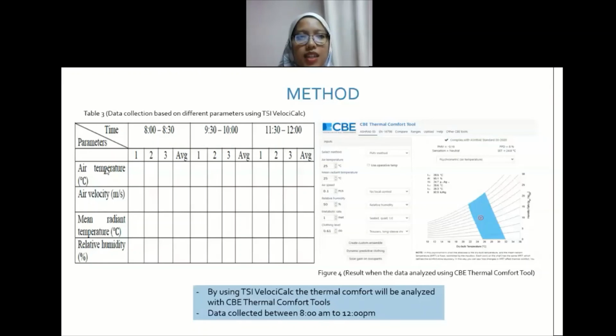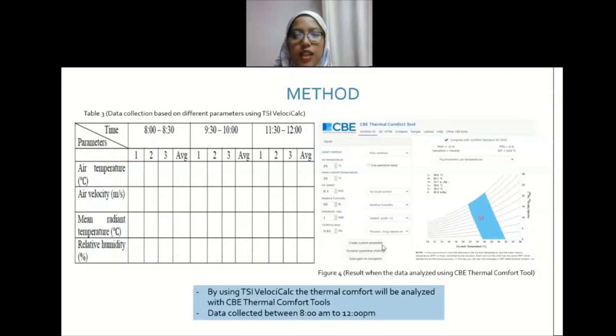As you can see here, this is Table 3, which is the data collection based on different parameters using TSI VelociCalc. There are 4 parameters here, and the data will be collected between 8 a.m. to 12 p.m. So each parameter will be measured 3 times to get the average. This is because the more data taken, the more precise the average value will be.